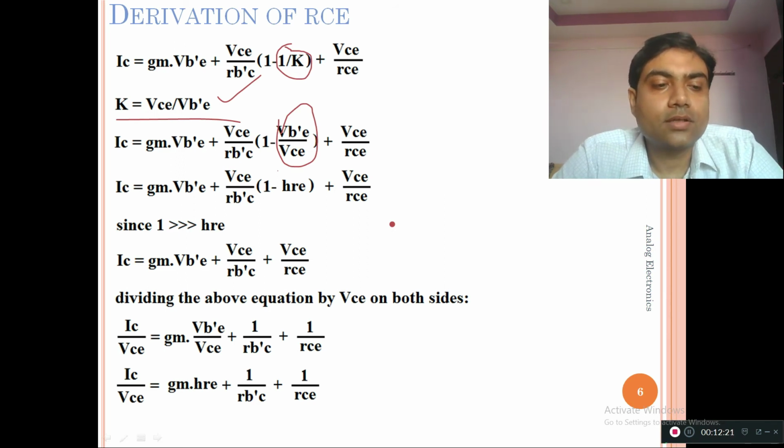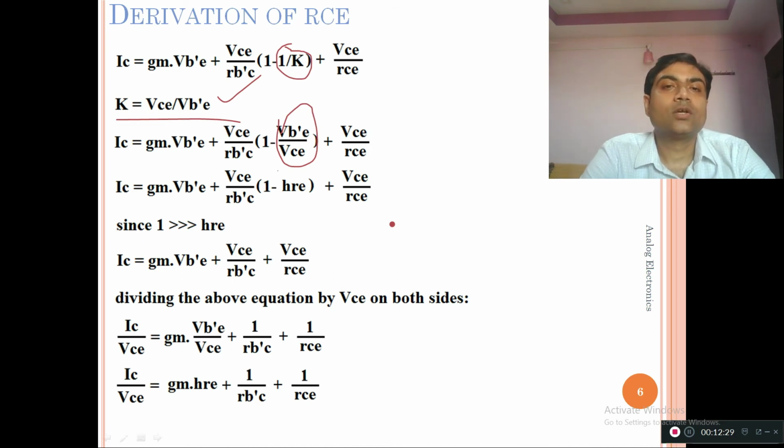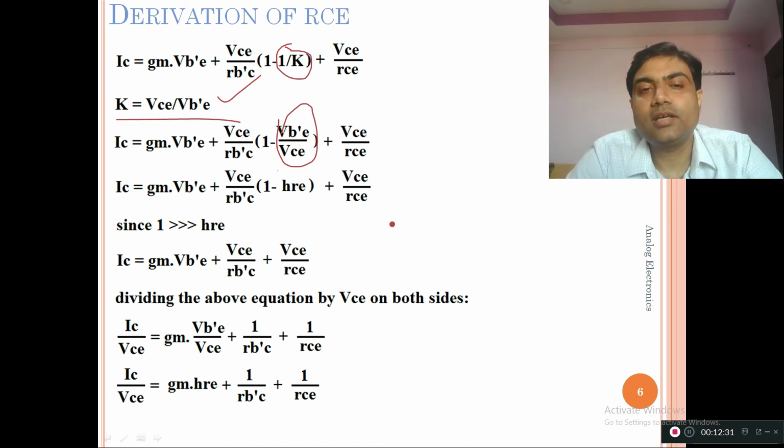So likewise you come to know that IC can be written as this. 1 upon K is nothing but HRE, so HRE can be replaced over here. Now since 1 is greater than HRE, as we have done in the previous case, we can ignore the value of HRE. That comes out to be IC equals GM into VB dash E plus VC upon RB dash C plus VC upon RC.